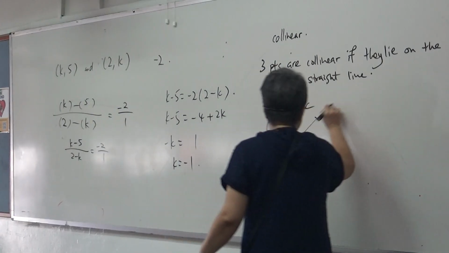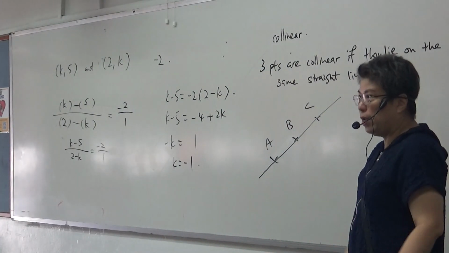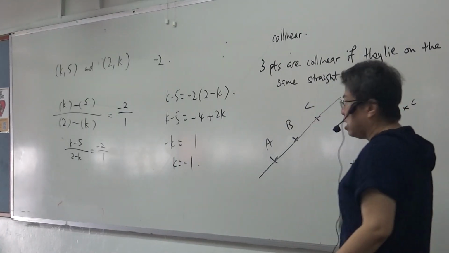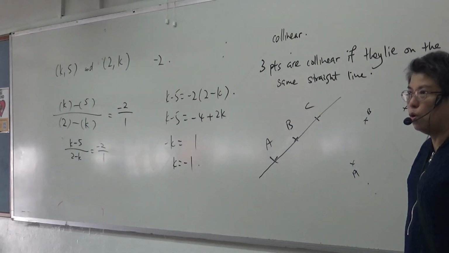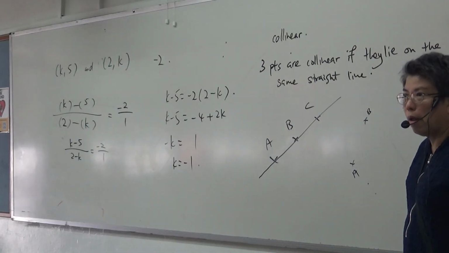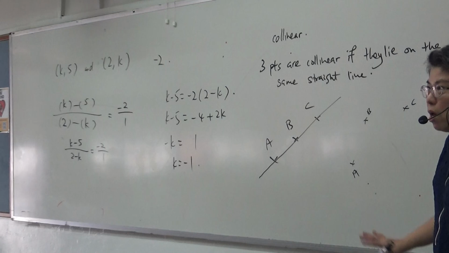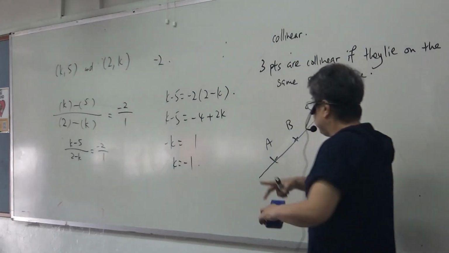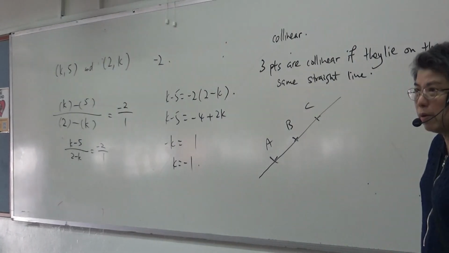If we can draw a straight line through ABC, that is collinear. Now, if A is here, B is here, C is here, then are they still collinear? No, they are not collinear, okay? But in maths, we cannot draw to prove. How do we prove that 3 points are collinear?